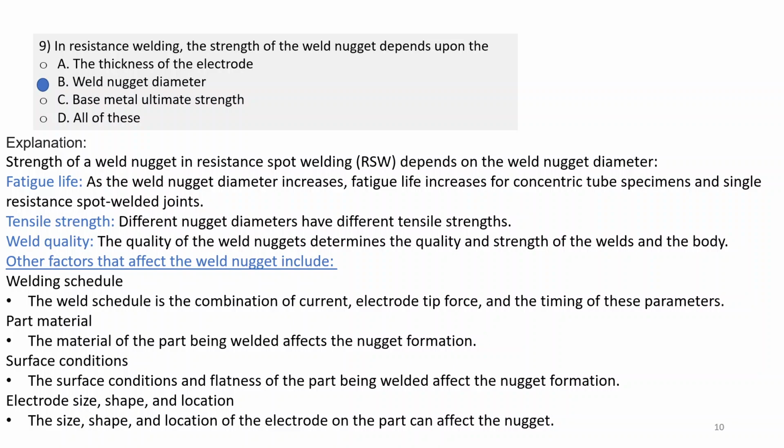Other factors which can also affect the weld nugget include the welding schedule. The weld schedule is the combination of current that is used, electrode tip force, and the timing of these parameters. Part material, the material of the part that is being welded, also affects the formation of the weld pool or the nugget. The surface conditions and flatness of the part being welded also affect nugget formation, and the electrode size, shape and location also affect the final outcomes.